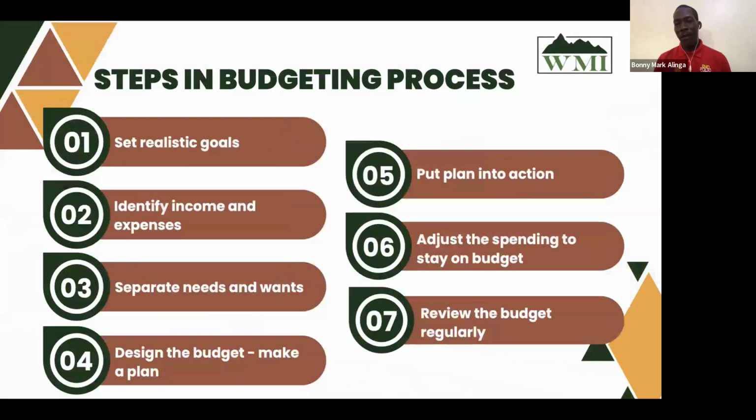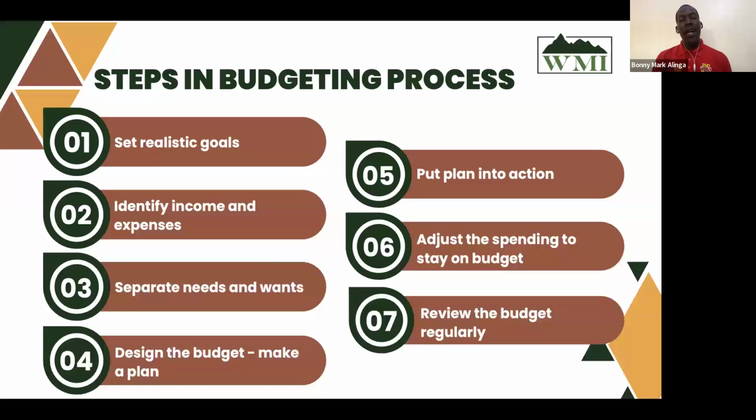So what are some of the steps that one needs to follow in the budgeting process? One, you have to set realistic goals for your budget. This goal must align with the goal of the project. The goal must align with the vision of the organization. You should be able to identify sources of income and how you're going to spend the resources after setting your goal. Does the income correlate with the goal?